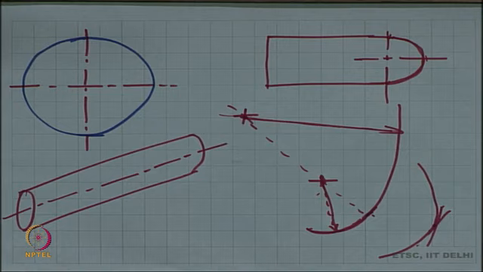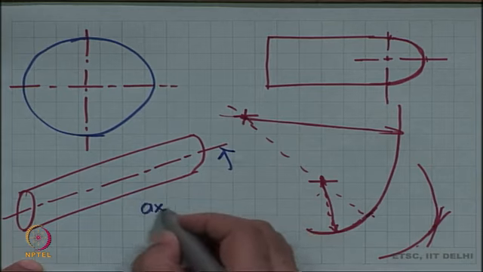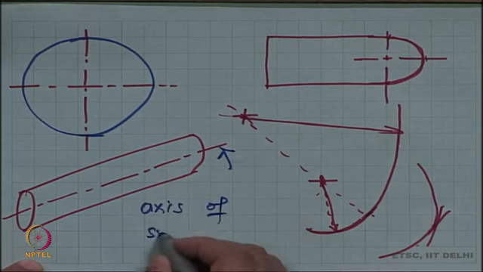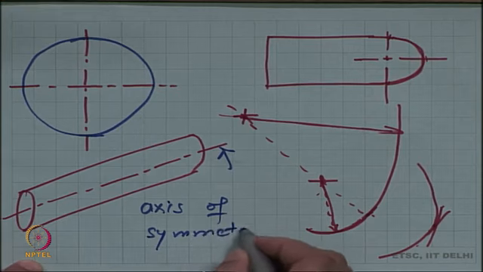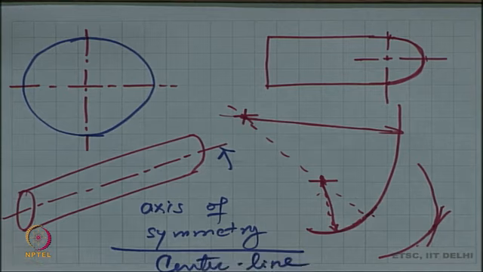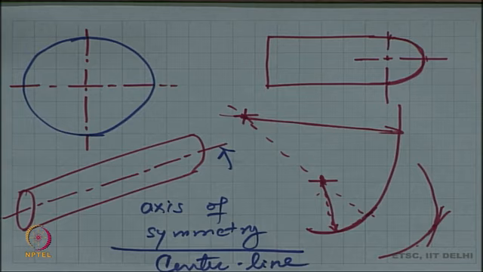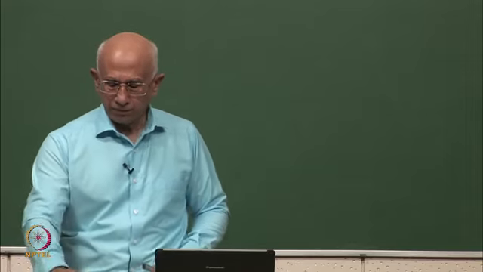So, that is the important thing here. What we are showing is this line, axis of symmetry, or we will call it the center line, and without the center line we cannot say anything about the shape. So, showing the center line on any symmetric feature is absolutely essential, only then the drawing becomes unambiguous.